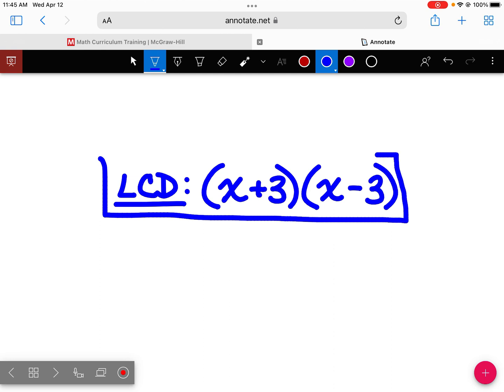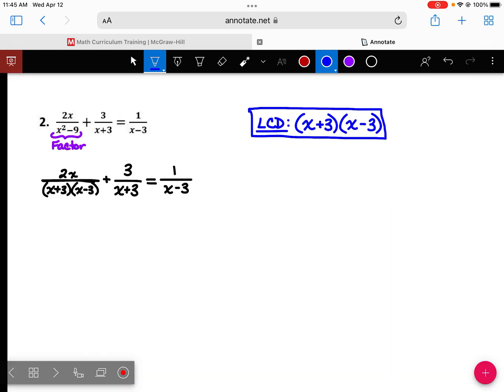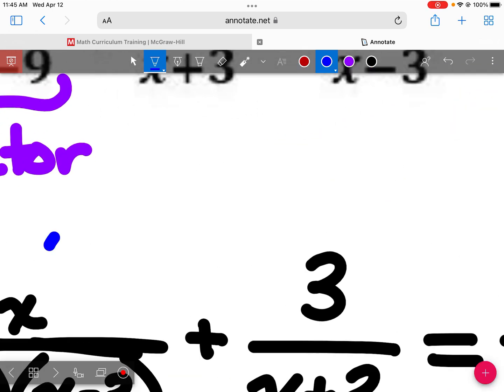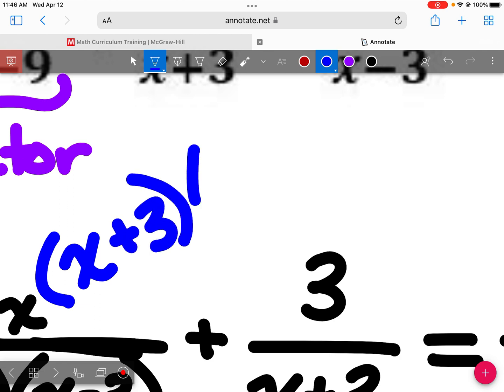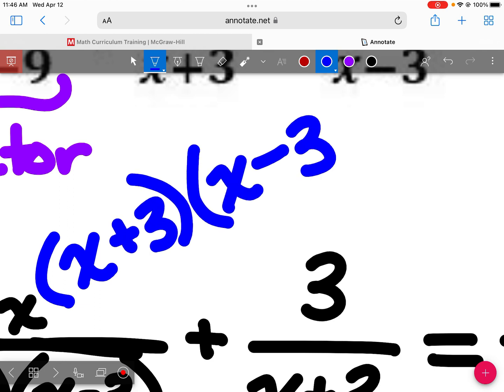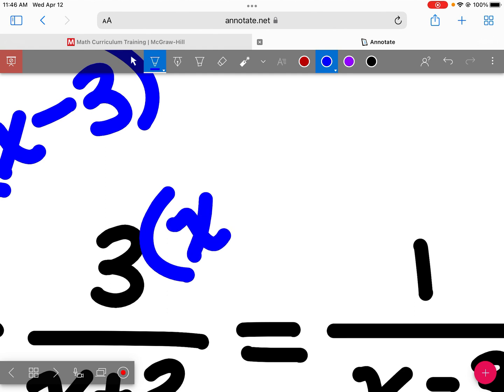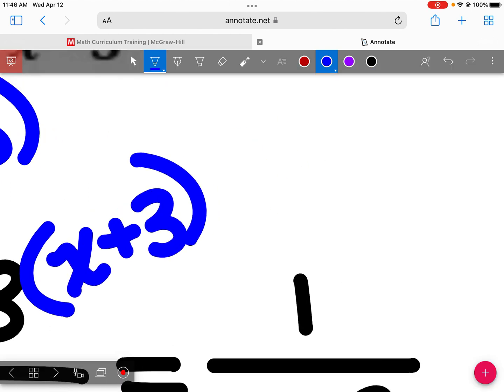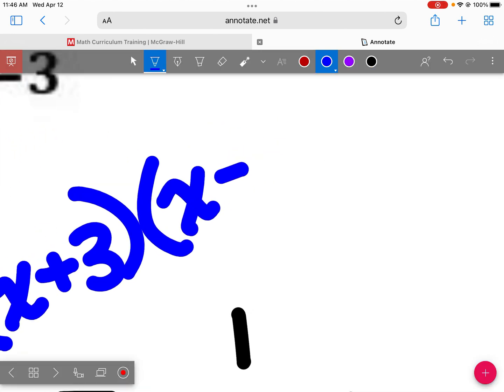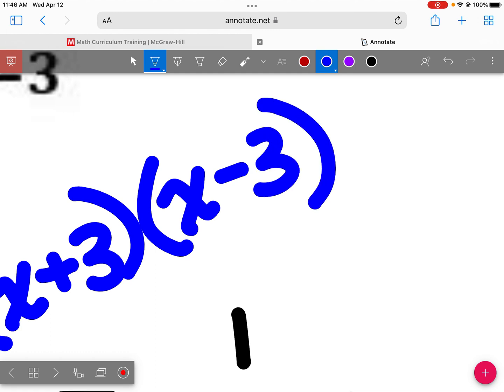What's step 2? Multiply all terms by that LCD. So I'm going to multiply all the terms by x plus 3, x minus 3. Yes. Yes, you may.